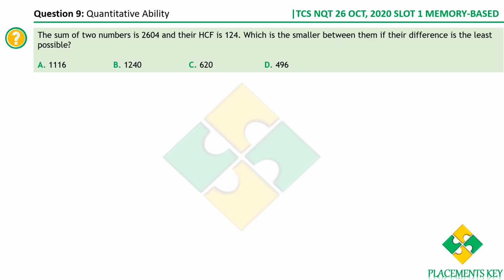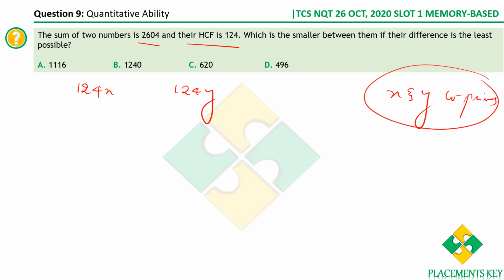The sum of two numbers is 2604 and their HCF is 124. So let's assume the numbers to be 124x and 124y, where x and y are co-primes. Why co-primes? Because if they are not co-primes, the HCF will not be 124. Let's say x is 2 and y is 4. Will the HCF be 124? No, HCF will be 124 into 2 because they also have 2 in common. Therefore x and y have to be co-prime.